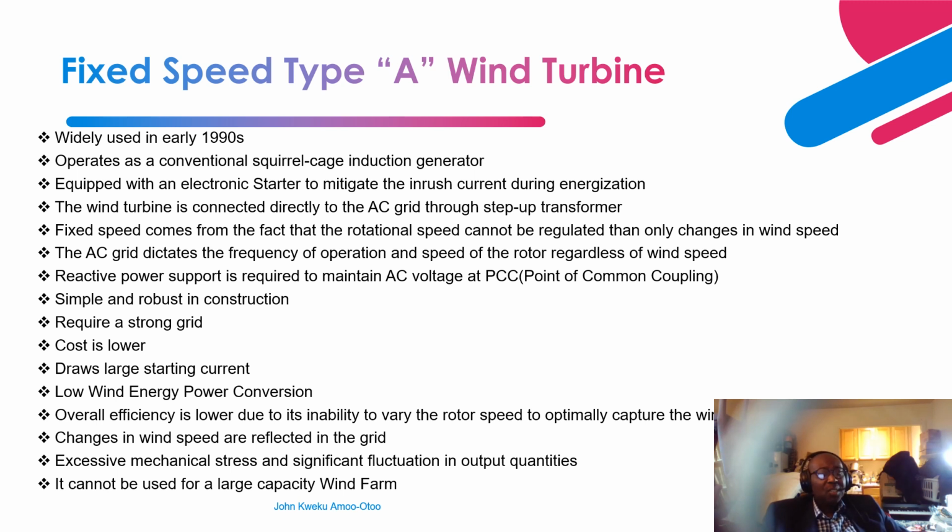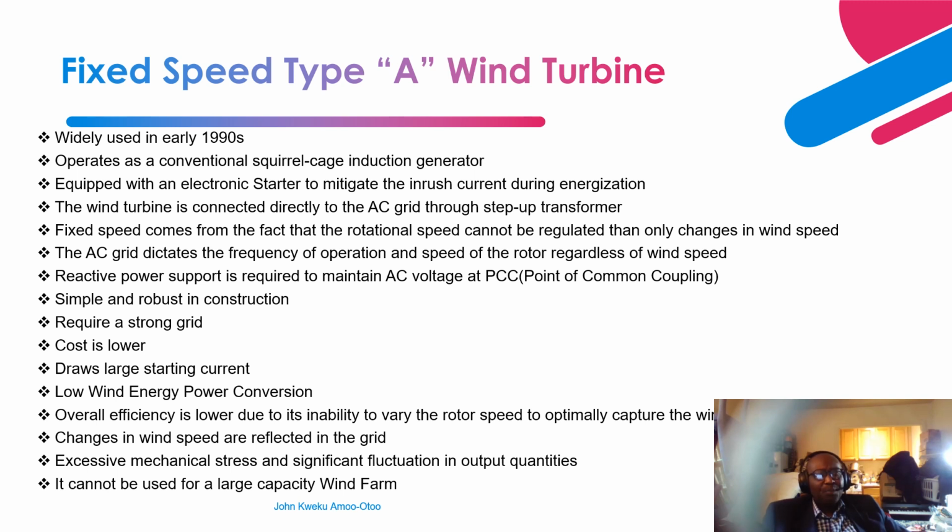And I made mention that any changes in the wind velocity are not basically reflected on the gauge. It won't change because it's a gauge that dictates the speed of this. And also, there's a lot of excessive mechanical stress, and it can also have significant fluctuation in its output temperature to the indicated gauge.